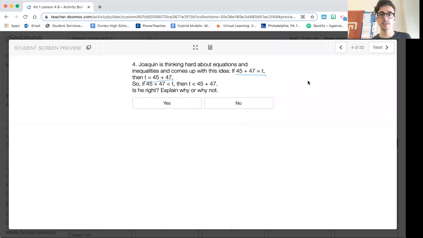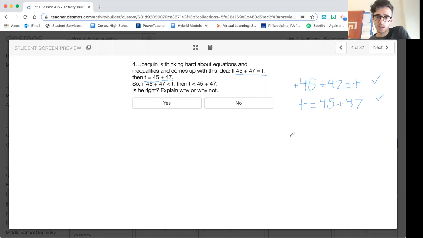I'm going to break this down into two phases. So the first one, 45 and 47 equals t. Okay, that makes sense because we're adding the same terms. Like these are both positive. So even if we were rearranging this and saying we want t to come first and then 45 and then 47, this works and this works. Okay, so far this is true.